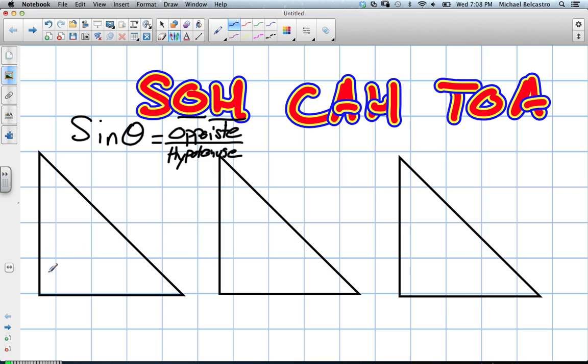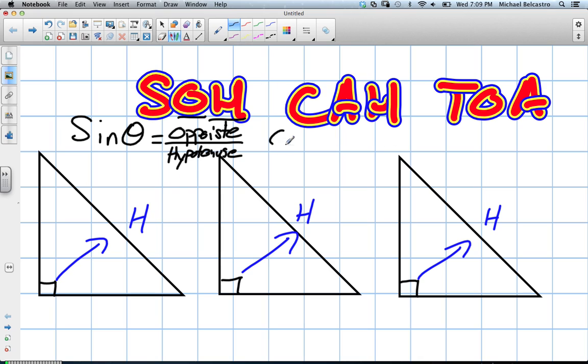Do you know what the hypotenuse of a right angle triangle is? Yeah, it's always the longest side. It'll always be opposite of the 90-degree angle. So this will always be our hypotenuse. Okay, that will never change.